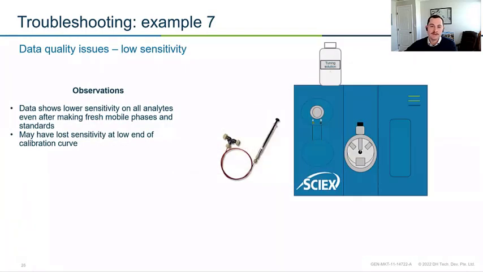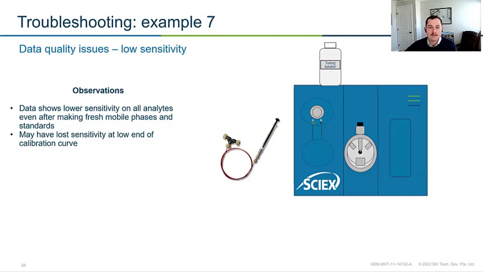And then the classic one, low sensitivity. So this is very clearly a mass spec problem. We've determined that LC is operating completely normally. We've tried new mobile phase, et cetera. We can isolate it to our mass spec.